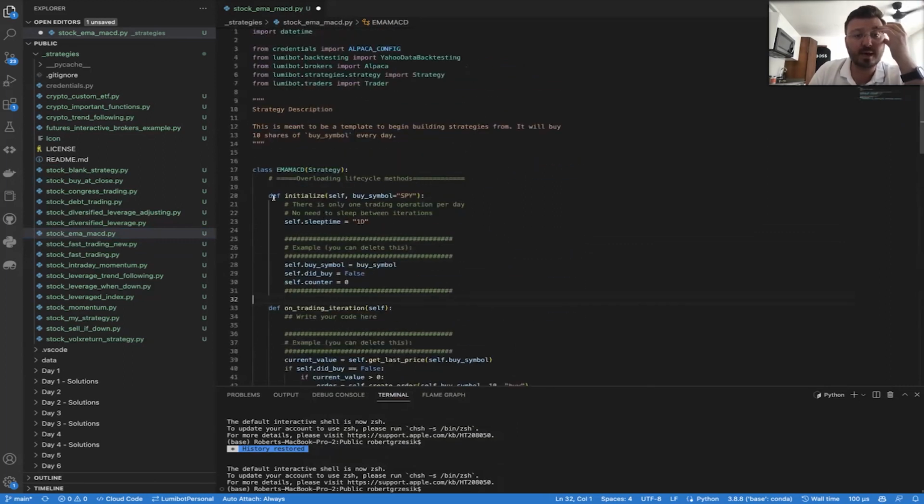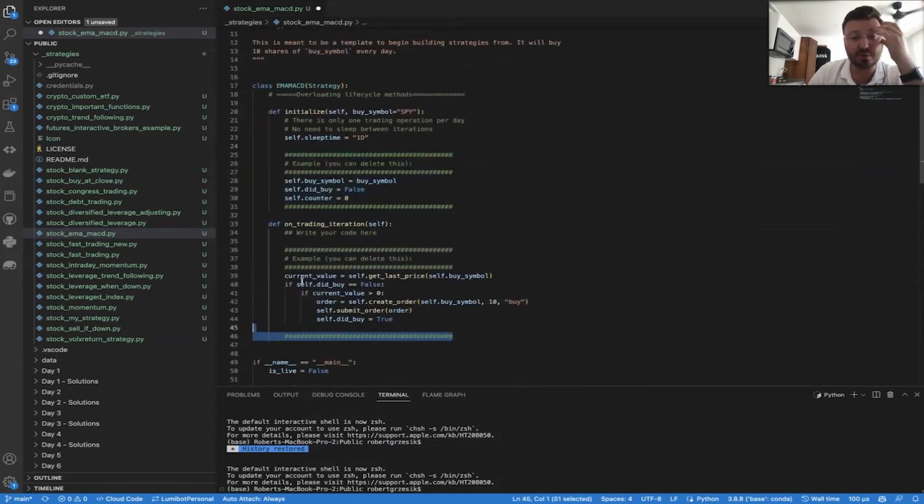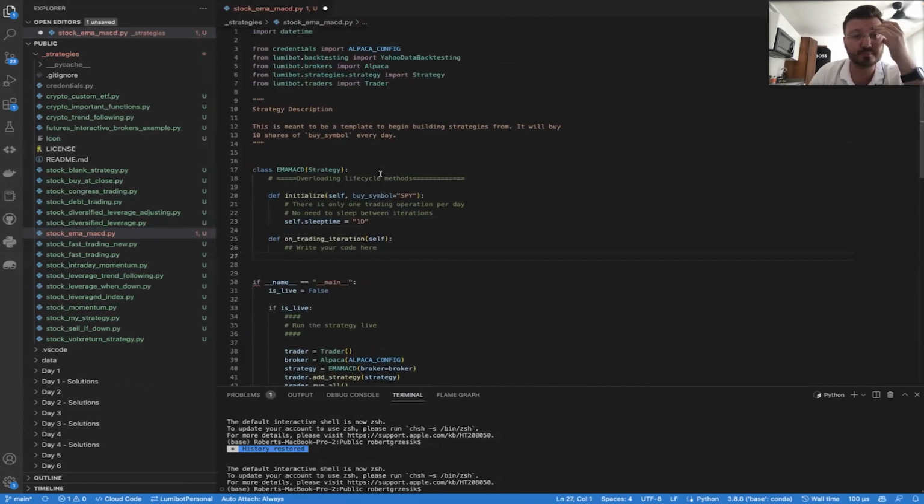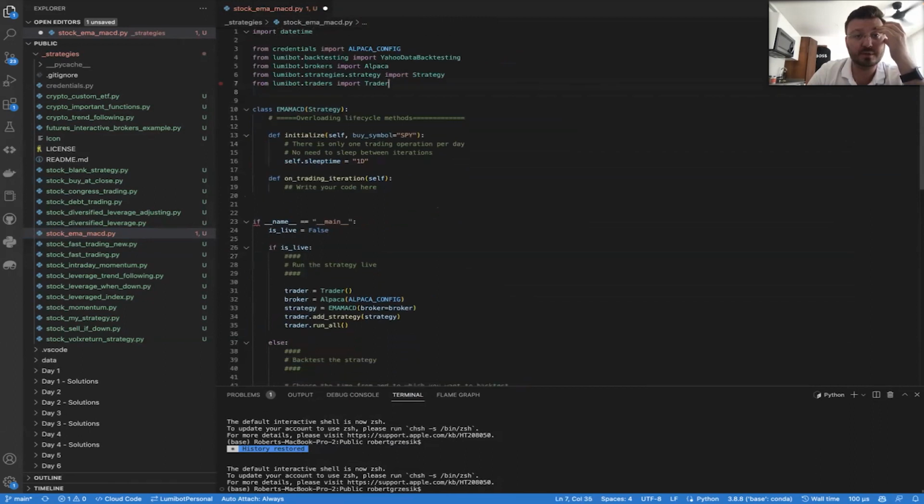Okay, and then I don't need any of this example code in here. So notice how I put like this example code around like this. I can just delete all that. All right. I start from scratch. And then this description here, I don't need that either. All right. Let's delete that.